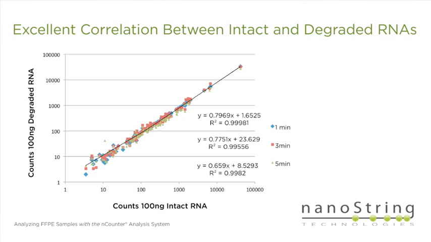The slope of the line indicates the average loss of signal across the code set due to this degradation. At 5 minutes, 35% of the signal was lost in this sample. Despite this loss in signal, the correlations are still maintained. These results indicate the nCounter technology is relatively insensitive to RNA degradation and ideally suited for FFPE type analysis.